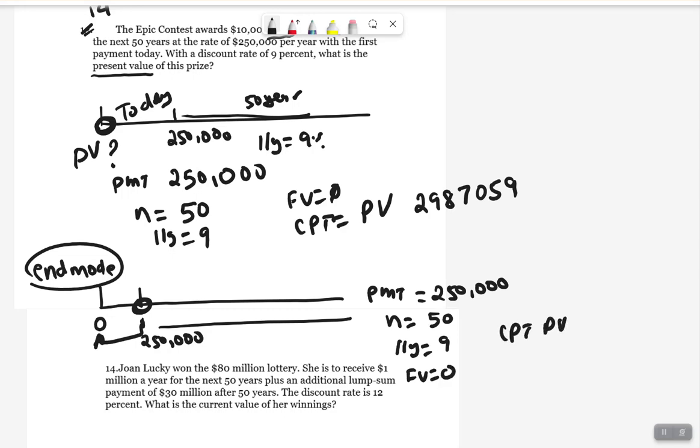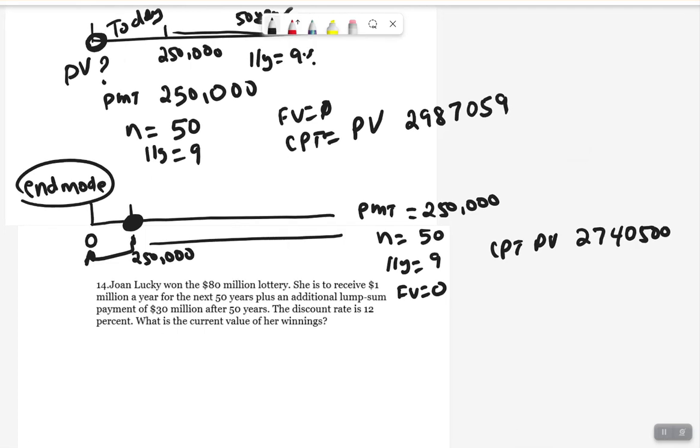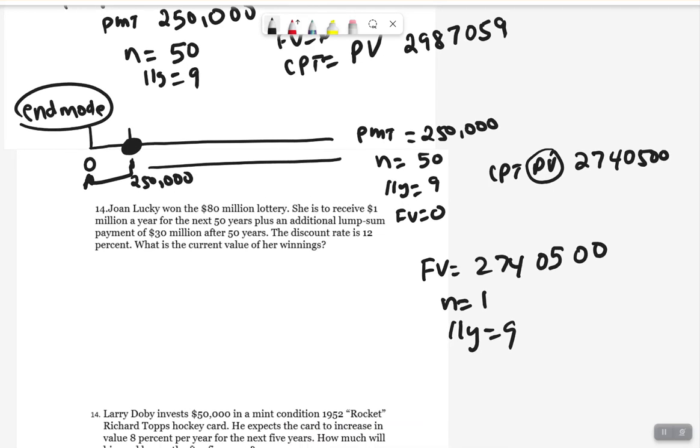So if you're in the END mode, when you compute your N value at that point, it will be 2,740,500, and that present value you have to bring forward one more year. So that becomes your future value, 2,740,500. Your N will be 1, your I/Y is going to be 9, and your payment at this point is going to be 0.